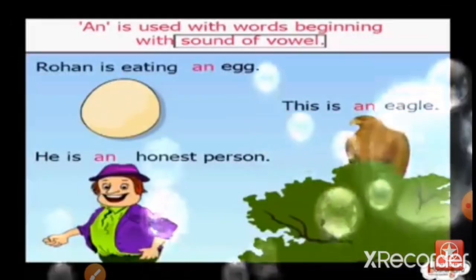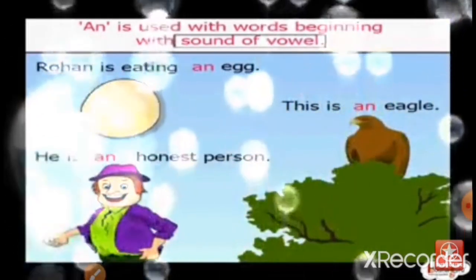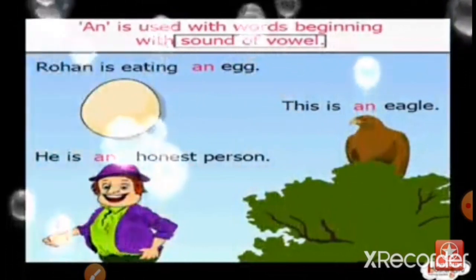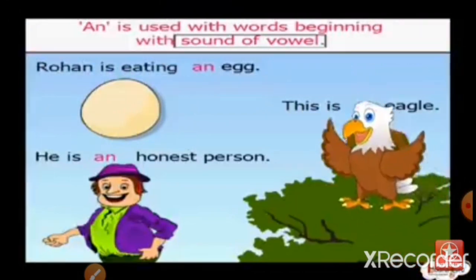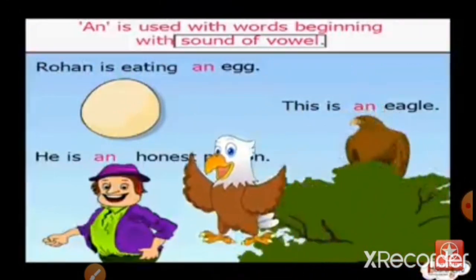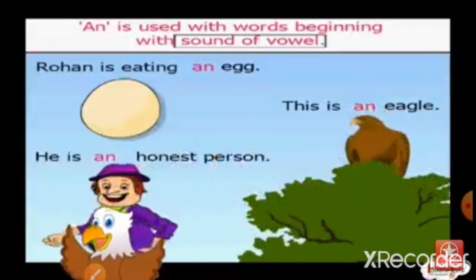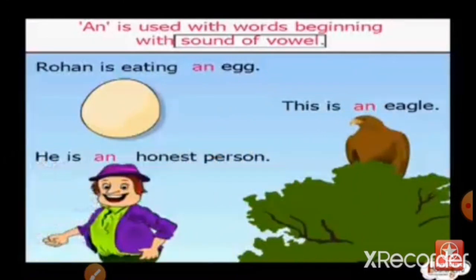Once more, we can revise these articles. An is used before words beginning with the sound of a vowel. Rohan is eating an egg. This is an eagle. He is an honest person. So here there are the different uses of an.